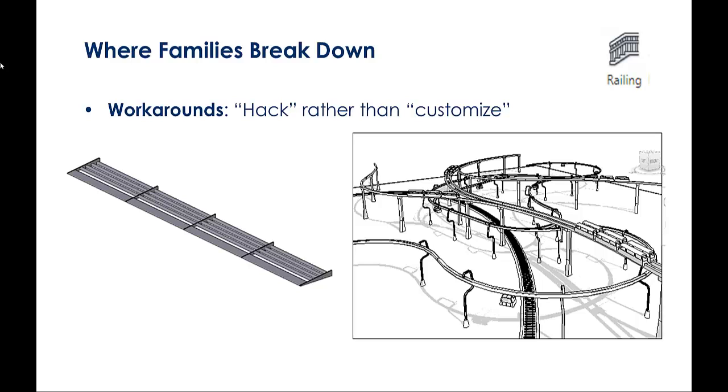And my favorite is the workarounds. So rather than customizing families when you run into problems with limitations, generally what I see people doing is making hacky workarounds. This one is one of my favorites: the monorail by our esteemed Phil Reed, made out of the railing family. So the handrail on top is, of course, now the railing for the monorail itself.